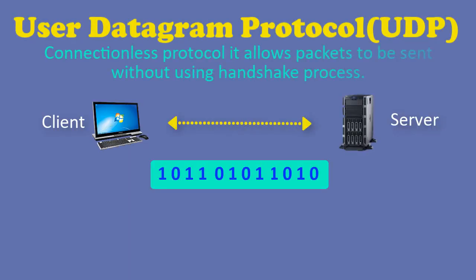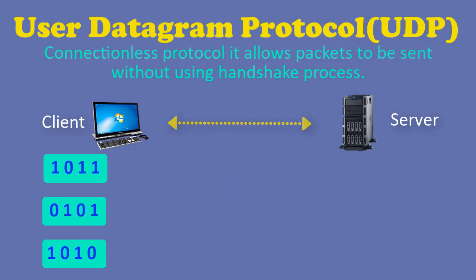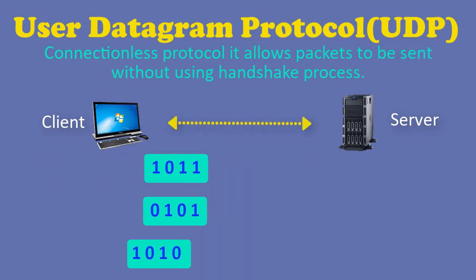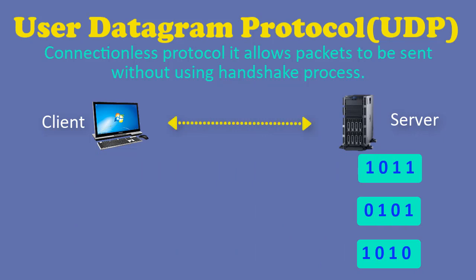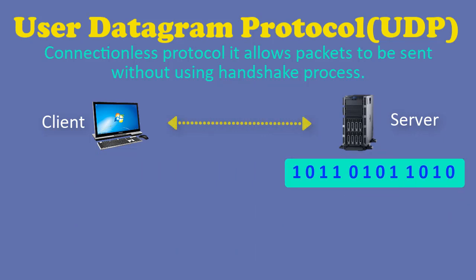Next is User Datagram Protocol or UDP. It is a connectionless protocol which allows packets to be sent without using a handshake process. It is typically used to transfer a small amount of information.